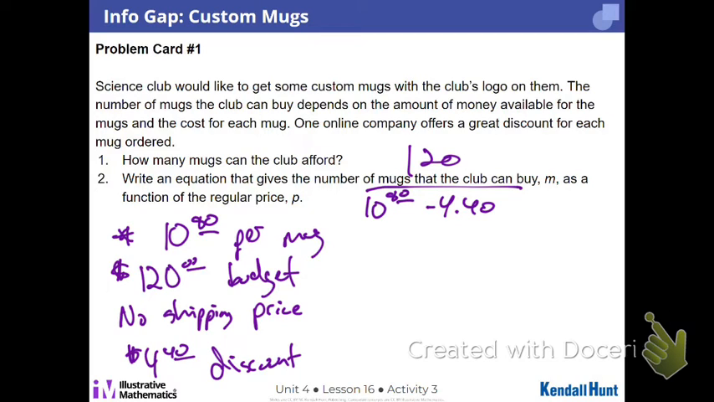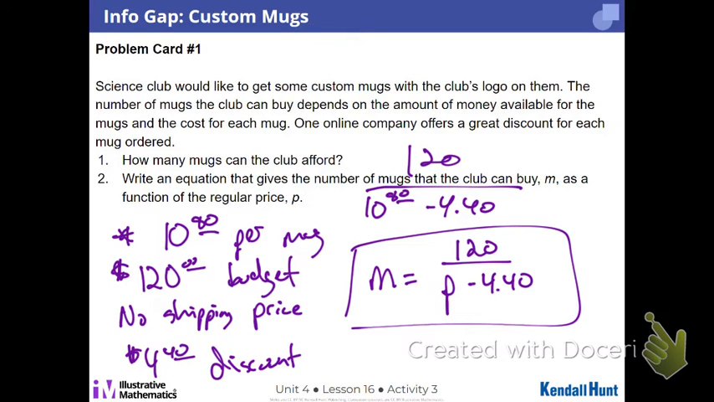So the equation needs to be how many they can buy as a function of the price. So M is how many they can buy. What was our budget again? 120. We did 120 and we divided that as the regular price minus 440. So there's the equation M. Now this is going to be a challenge, but a good challenge. Notice the language. I want you to try to get the inverse function for this. The inverse function would be what is the original price per mug dependent on the number of mugs.